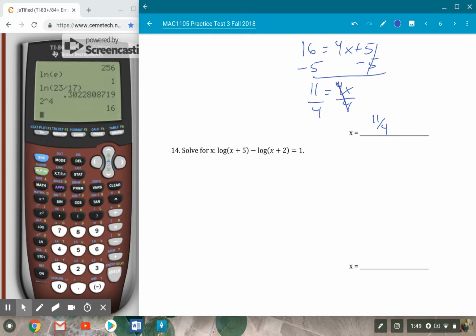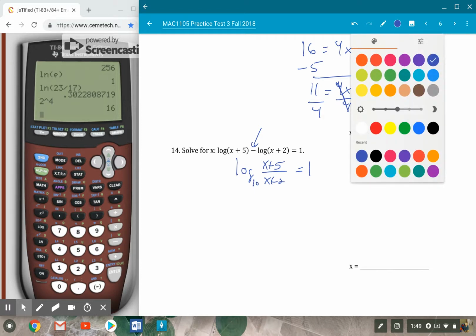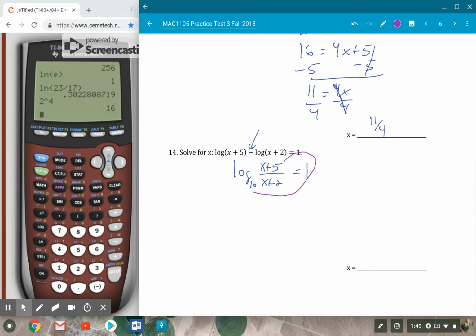And I'll work number 14 in a similar way after I combine my 2 logs into 1 log. So I've got the subtraction here between my 2 logs. I can make these a single log by dividing these. So it's really the log of x plus 5 in the numerator, x plus 2 in the denominator equals this 1. There's no base written here, so it's understood to be a 10. And then I can use that same log loop around here. We're saying 10 to the 1 equals this x plus 5 over x plus 2.